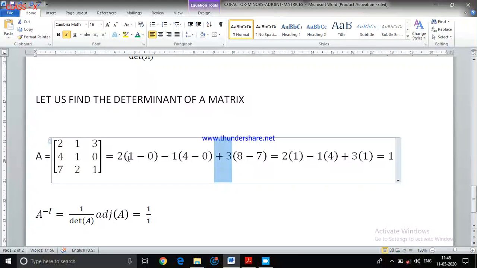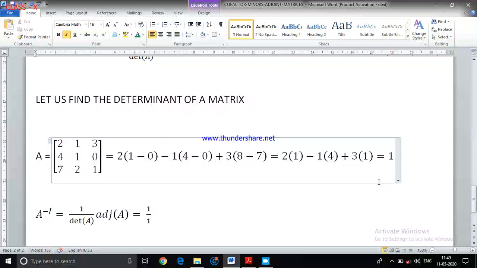If I take plus 3, meaning third row and third column, the first row and third column will be left out. The remaining elements are 4172. So the determinant is 4 into 2 is 8, minus 7 into 1 is 7. So 8 minus 7. After simplifying all this, I get the determinant as 1.